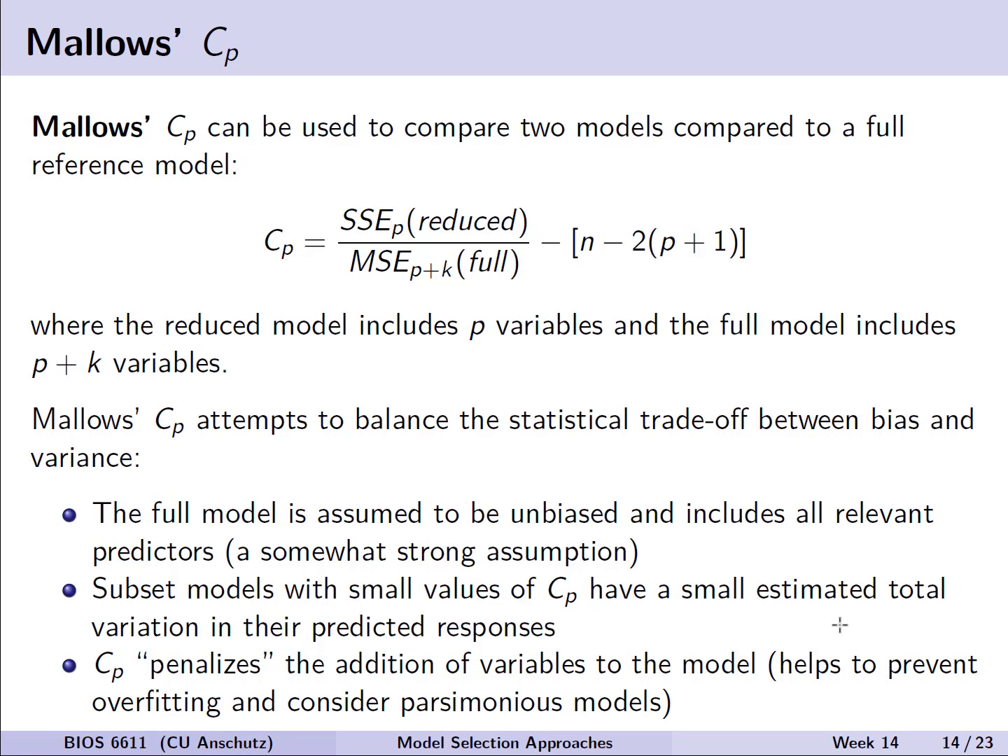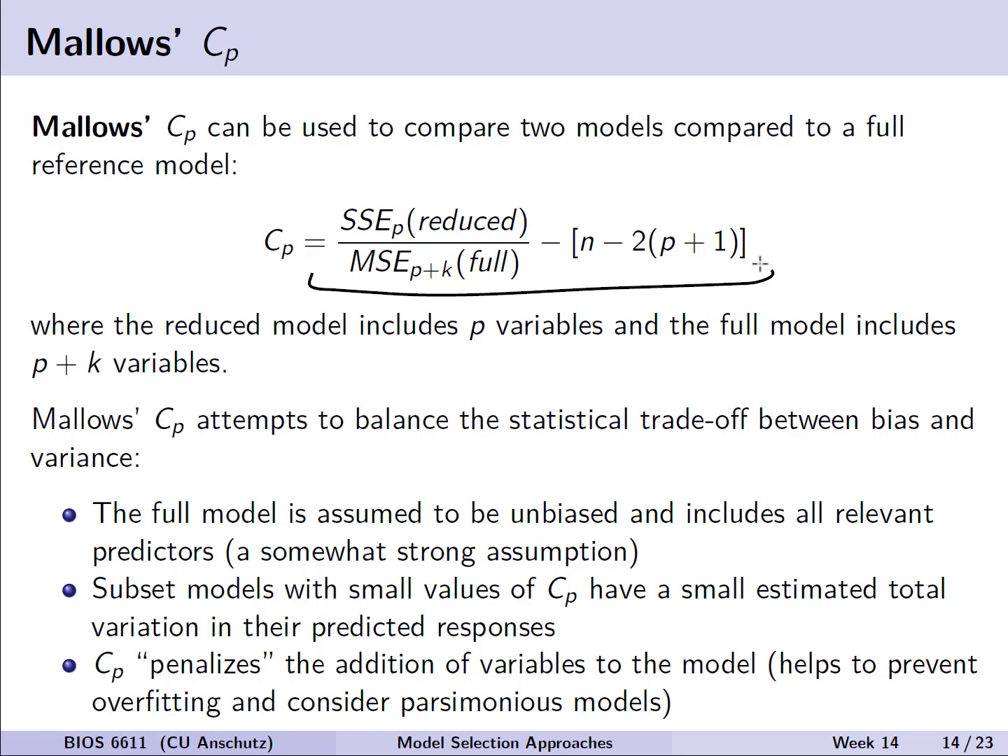Another criterion that we can use is known as Mallows' Cp. This can be used to compare 2 models in a nested sense with a full reference model that we're comparing to. The calculation we see here on the screen is a ratio of the sums of squares due to error in our reduced model divided by the mean square error estimated by the full model. Then we subtract some terms to penalize for the sample size and the number of predictors in the reduced model.